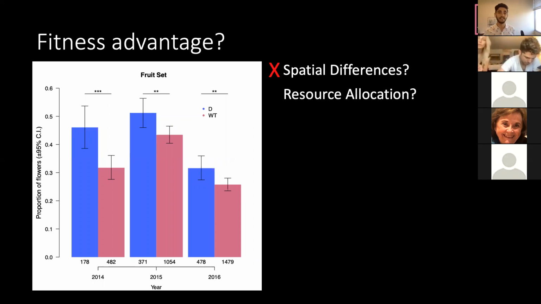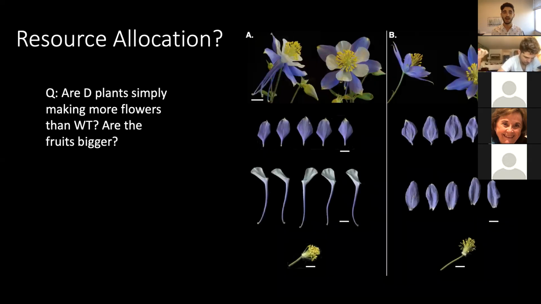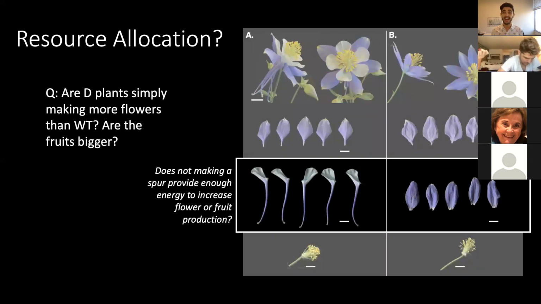Now, another question we could ask is there a resource allocation issue? Maybe different flowers, numbers of flowers per plant, different fruit sizes, seed numbers. Is it possible that making a spur is that energetically costly that the Dahlia plants, by not making one, can make larger flowers or more flowers?